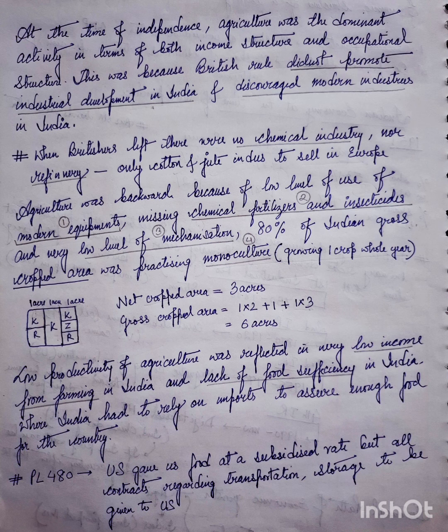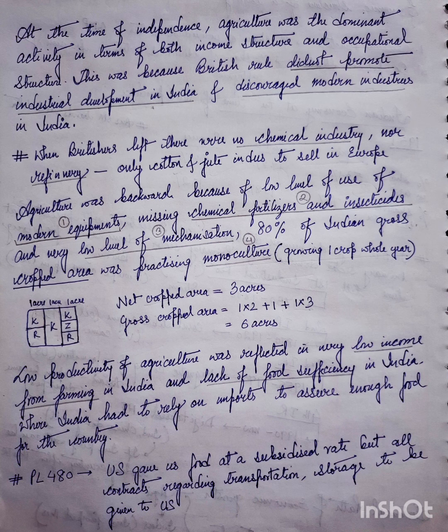Now, agriculture was backward because of a few reasons. First, because of the low level of use of modern equipment. Second, because of lack of chemical fertilizers and insecticides. Third, because of a very low level of mechanization. And fourth, because 80% of India's gross cropped area was practicing monoculture.